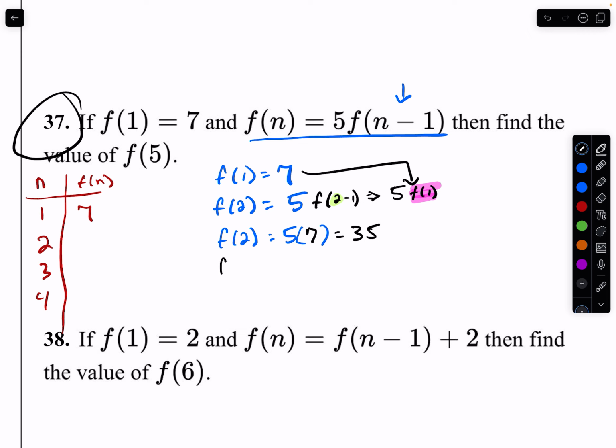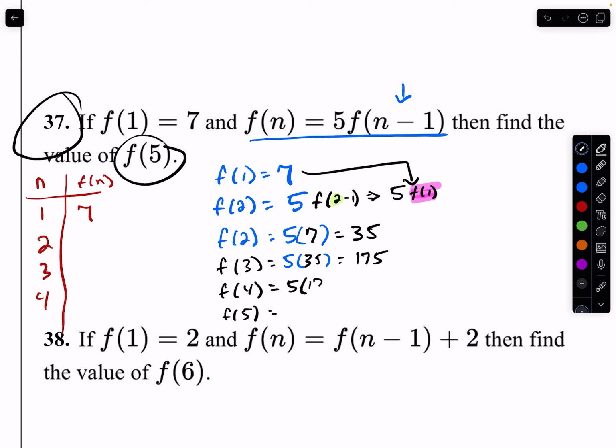So if I wanted to continue, I would say f of 3 is 5 times f of 2. What is f of 2? You figured out that f of 2 is going to be 35. So again, you're just multiplying by 5 each time. So 35 times 5 is 175. And then f of 4, and then f of 5, because we're looking for f of 5, right? So then I just take 5 times f of 3. Now we know f of 3 is 175, right? So if I just multiply by 5, I'm going to get 875.